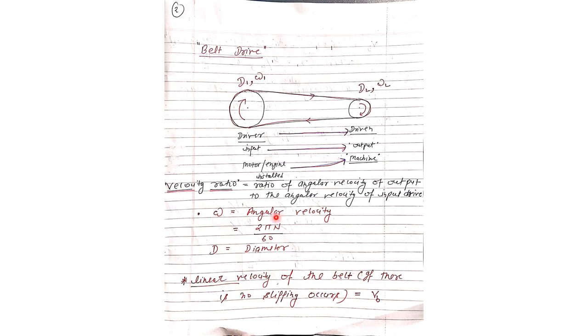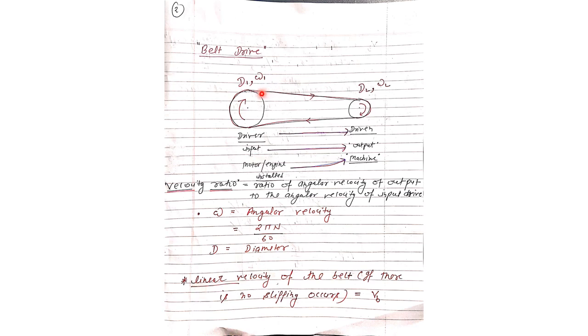So angular velocity is equal to 2 pi n by 60. We have to remember this formula, omega equals 2 pi n by 60, and d is, as I already told you, the diameter, and between diameter and radius there is a relation, r equals d by 2.